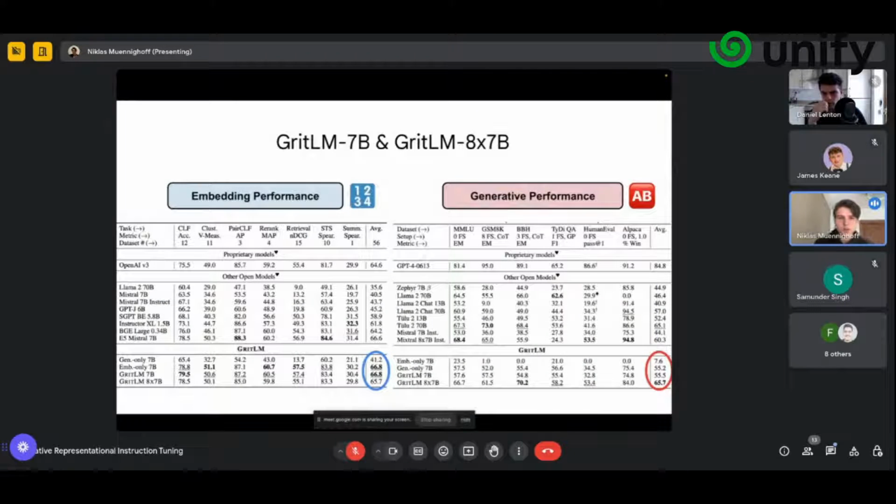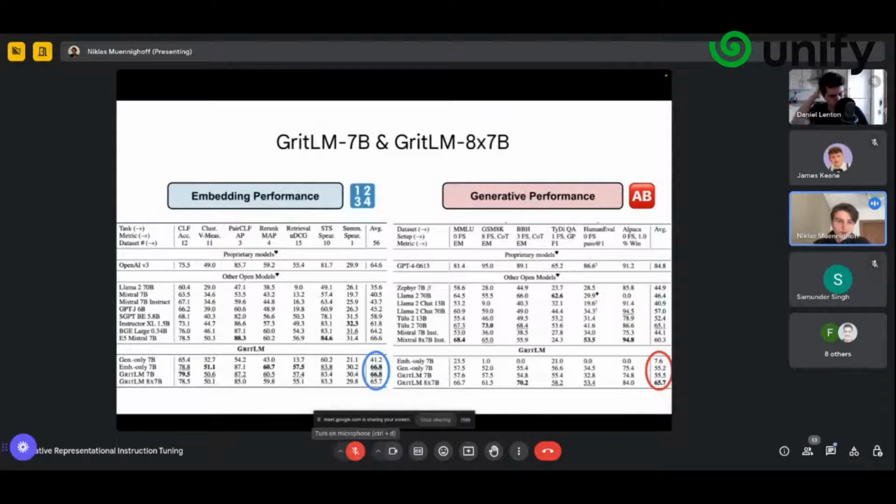And this is how the resulting models perform. We measure both embedding performance and generative performance. Among the models we compare with, pretty much the best models out there, we find that they either match or outperform them. On embedding, the GritLM 7b model, on MTEB, the Massive Text Embedding Benchmark that's commonly used to benchmark embedding models, outperforms all other models here with 66.8, like the OpenAI embeddings, Instructor, BGE, and so on.